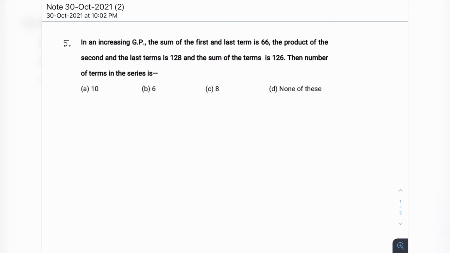Okay, the question is, in an increasing GP the sum of the first and last term is 66. Increasing GP means common ratio R will be greater than 1. So first একটা condition আমরা লিখে নিই, R greater than 1. আচ্ছা, sum of the first and last term is 66. T1 plus Tn equals 66.